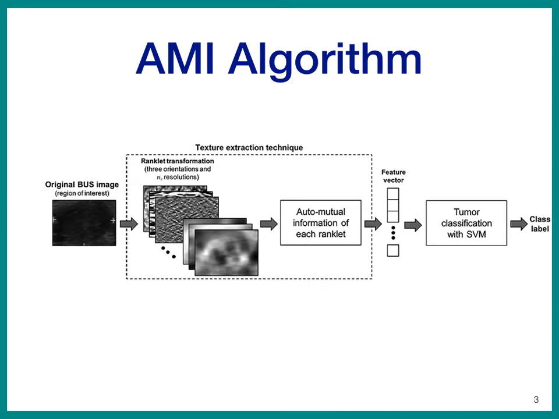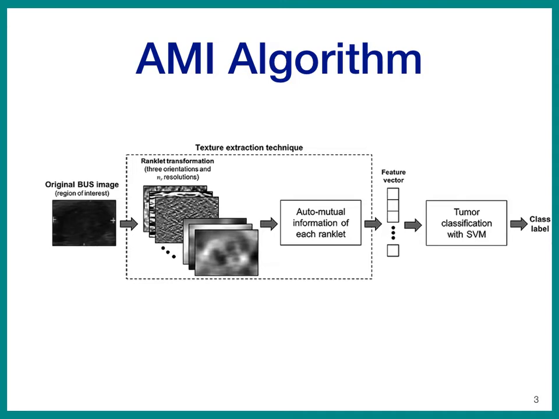In this diagram, we see the sequence of steps in the AMI algorithm. We have an input image which goes through a texture extraction technique to obtain a feature vector. The AMI algorithm focuses on the box section.